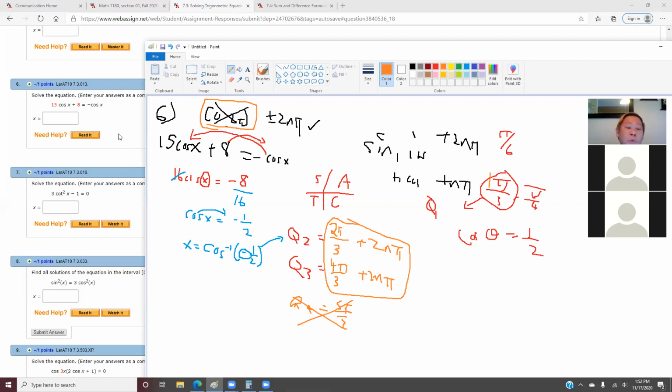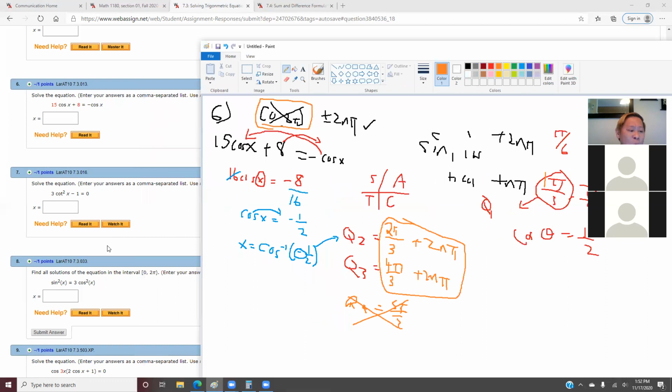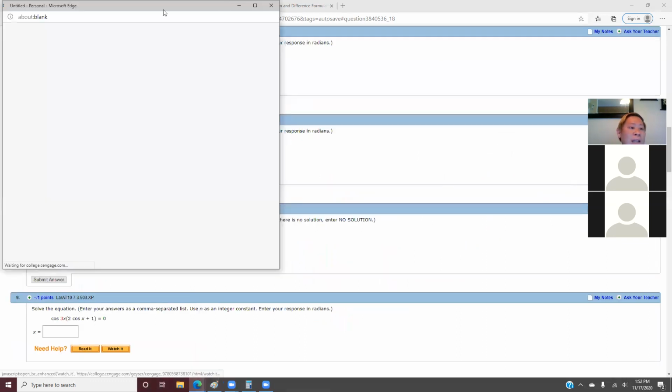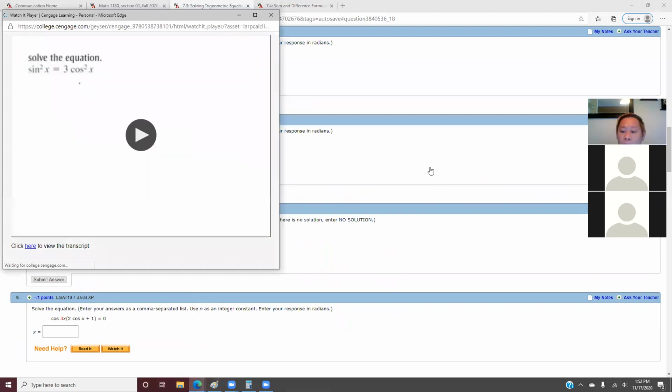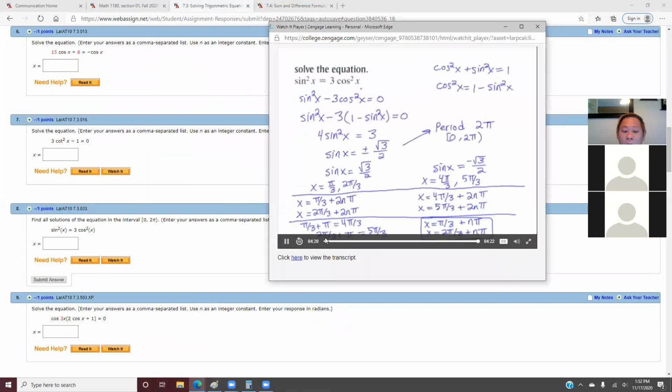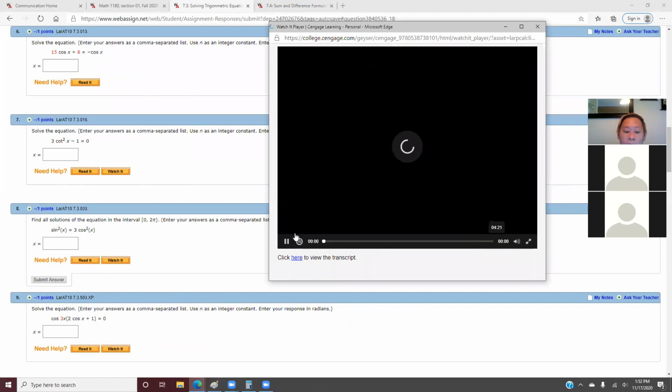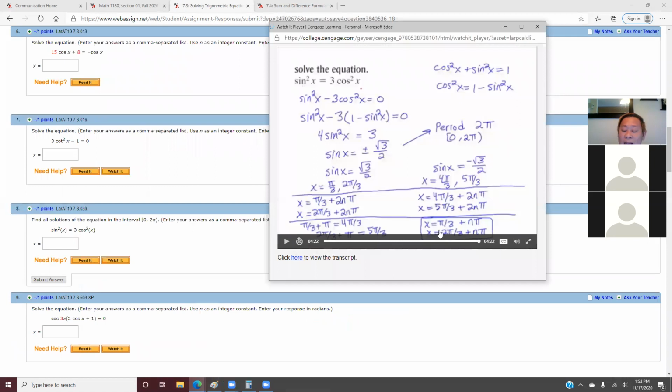So make sure you read the question carefully. On number 8, when you watch the video, the answer is given to you in n pi, 2n pi form. But if you look at question 8, what form does the question ask for? 0 to 2 pi. Yep.